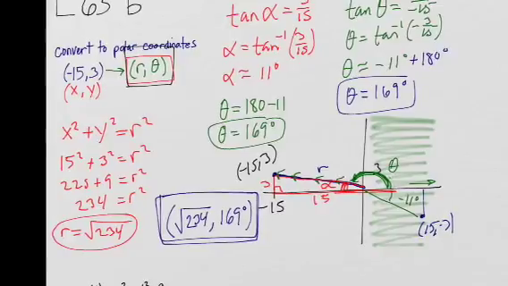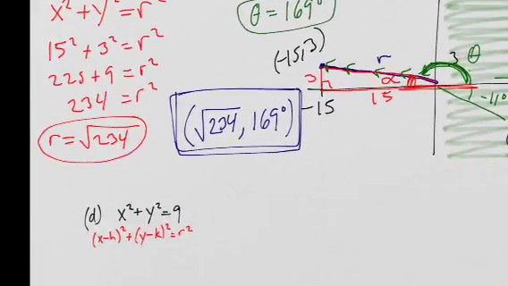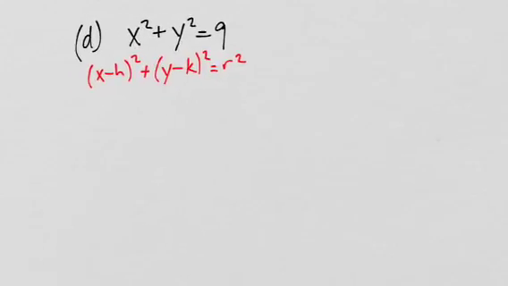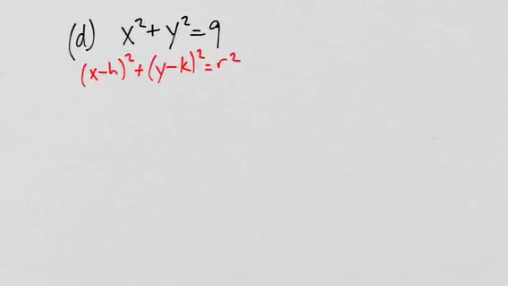All right. Let's give D a try. So D says that we have this function here, x squared plus y squared equals 9. I guess it's not a function, it's an equation. And this is going to produce this. We can graph this. It's going to produce some sort of shape on the coordinate plane. And the question is, could we write an equivalent equation using polar form?